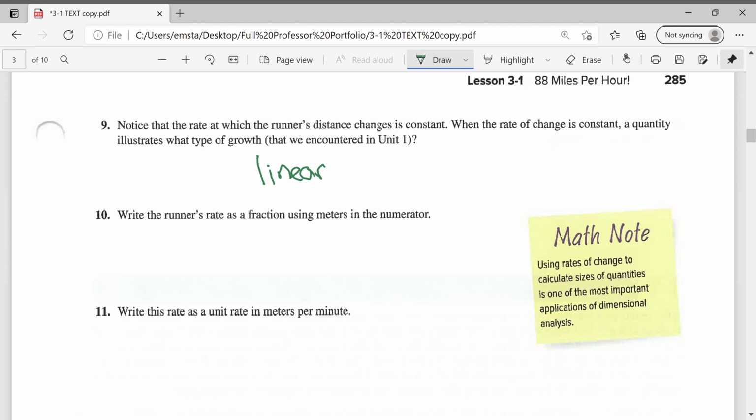Number 10 asks us to write the runner's rate as a fraction using meters in the numerator. Well, we know that my runner goes 400 meters in 2 minutes.